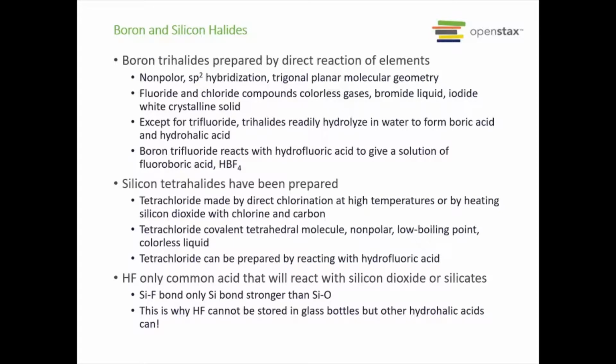So now we're going to talk about boron and silicon halides. We can get boron trihalides prepared by direct reaction of the elements. So literally you can take boron, react it with chlorine, and you get BCl3, for instance. And these are going to be nonpolar sp2 hybridized molecules with a trigonal planar molecular geometry.